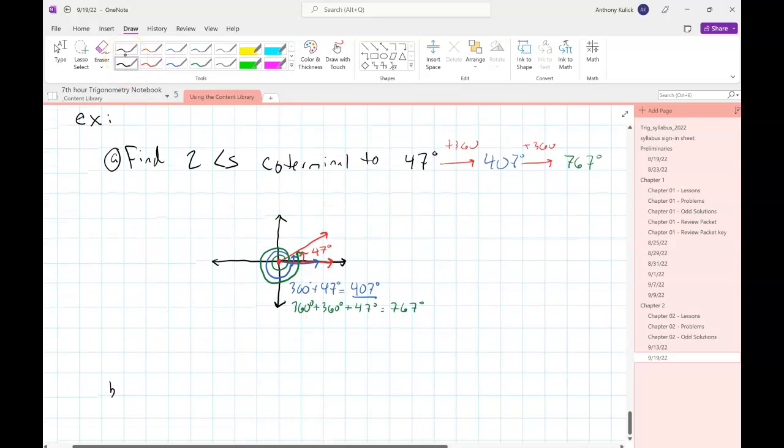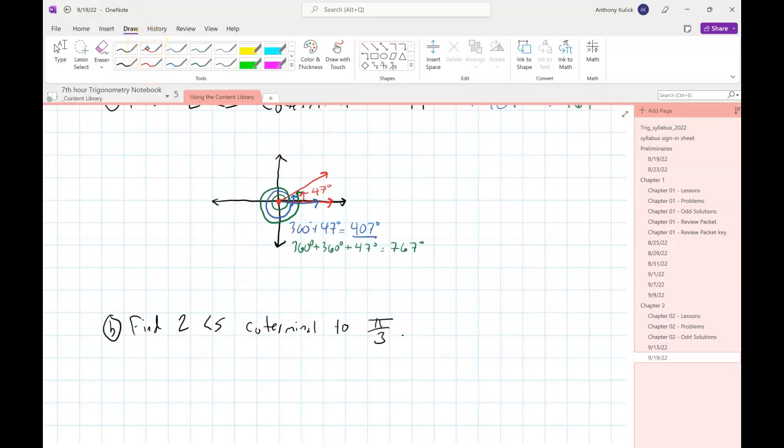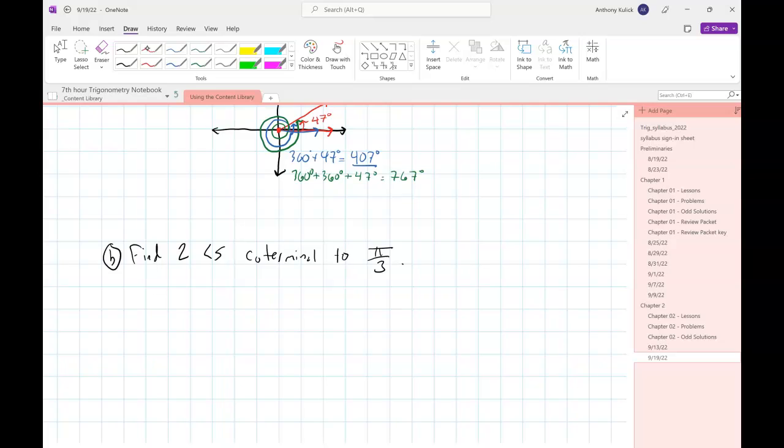Okay, well that's easy, Mr. Kulik. Oh yeah, you think so? What if I give you your angle in radians now? What's going to be the trick here? Think back to section 2.1. I know, that was a long time ago now.